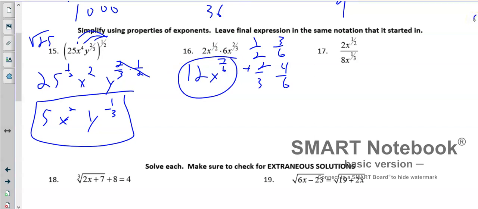Here, same thing, except we're subtracting. So first off, 2 over 8 is 1 over 4. Okay? It's not 4. And then 1/2 and 1/3. So 1/2, 1/3. Again, 6. 2 times 3, 1 times 3. 3 times 2, 1 times 2. But remember, we're subtracting because it's a fraction. 3 minus 2 is 1/6. So that's x to the 1/6 on the top.